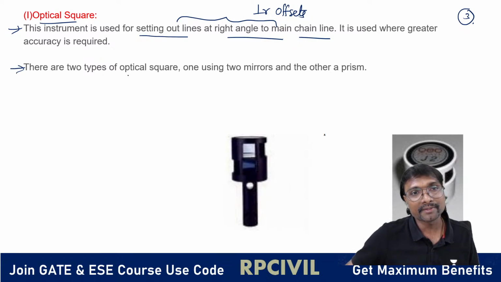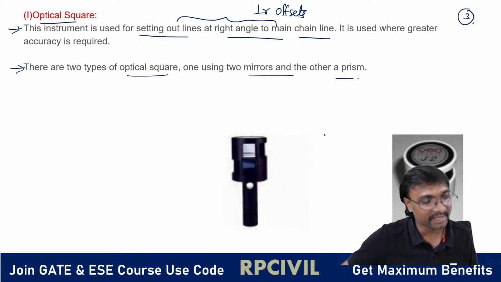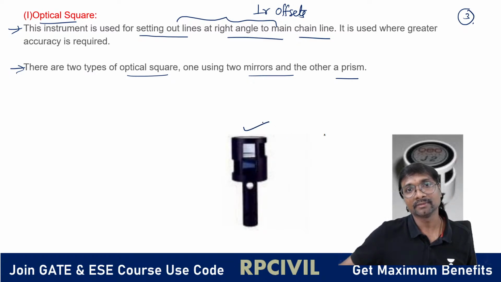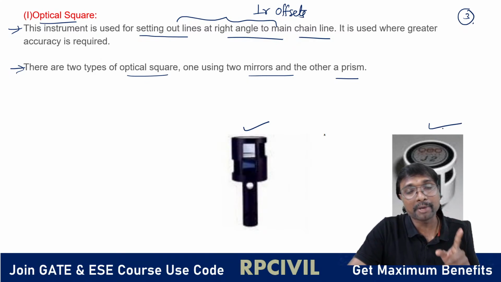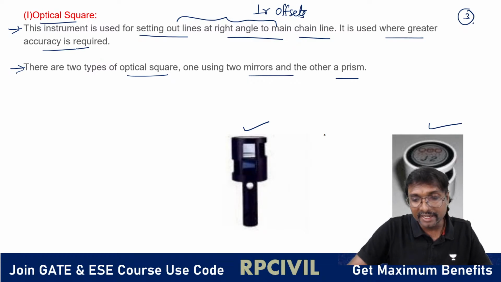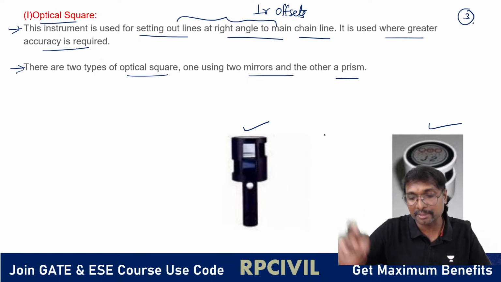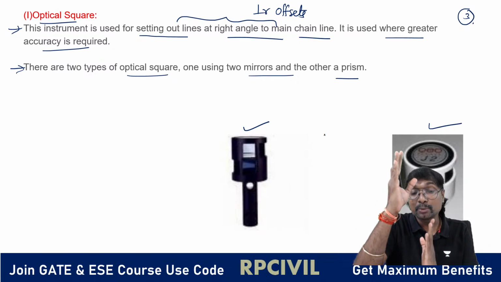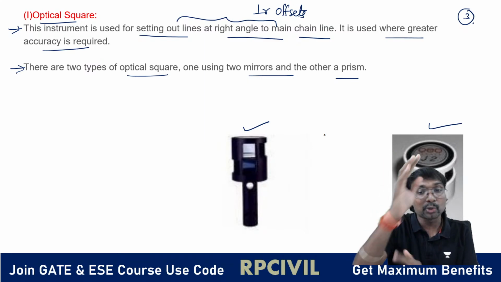There are two types of this optical square. One is using mirrors and the other is using a prism. Whichever you want to use, you can use. Both types of optical squares are present. What is the main purpose? It is used where greater accuracy is required. Whenever you go for an optical instrument, a higher amount of accuracy is automatically possible, because an optical instrument will not deceive us. You will get the exact location. That is the advantage.